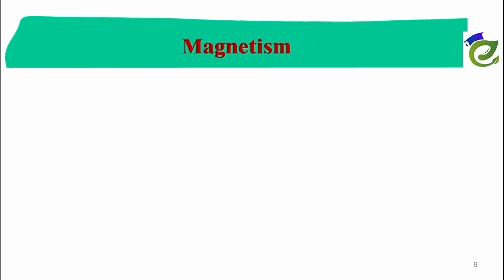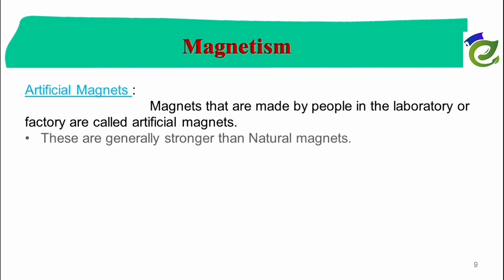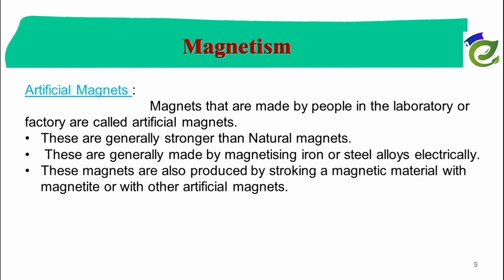Artificial magnets. So what are artificial magnets? Magnets that are made by people in the laboratory or factory are called artificial magnets. Means we humans make these magnets in labs and factories. So these magnets are stronger than natural magnets. And now I will list out how these magnets are prepared in the laboratory.